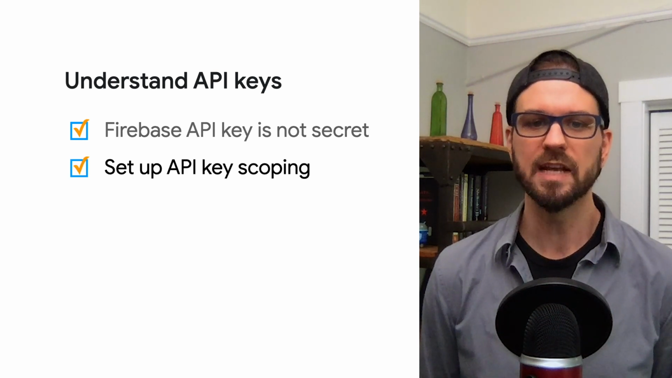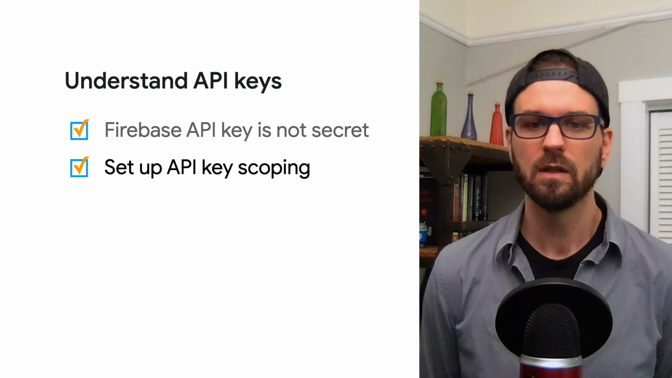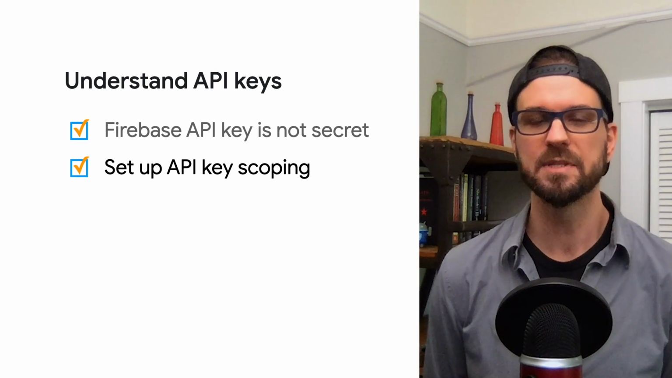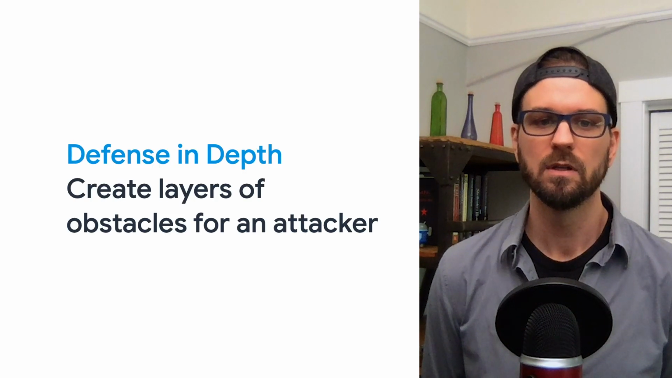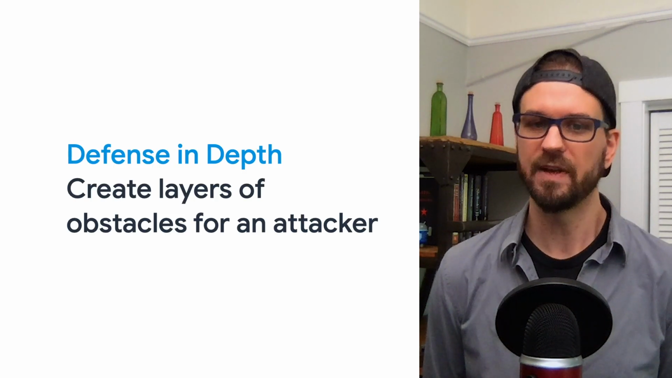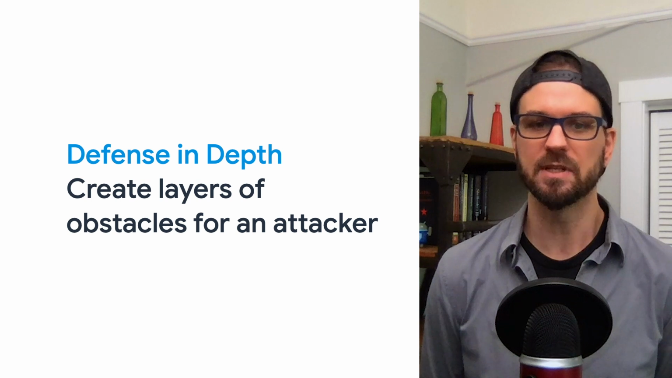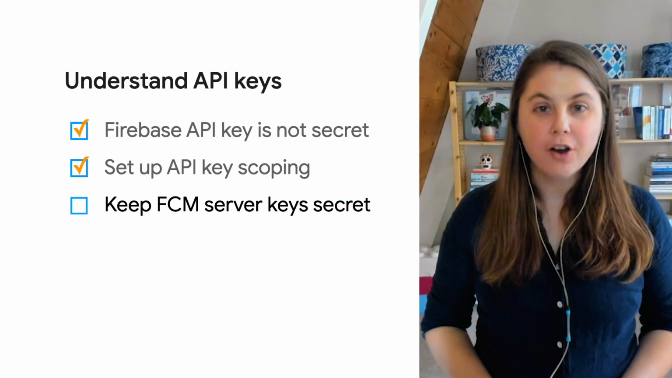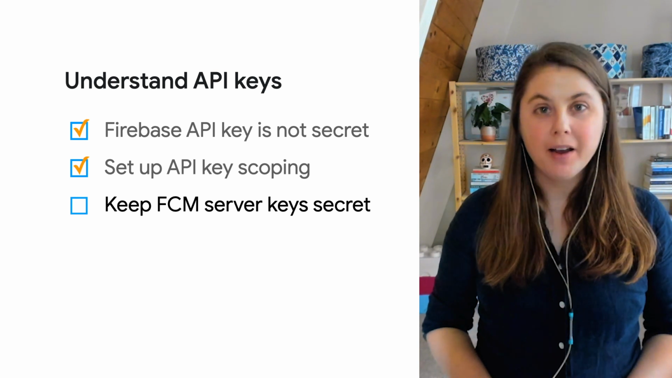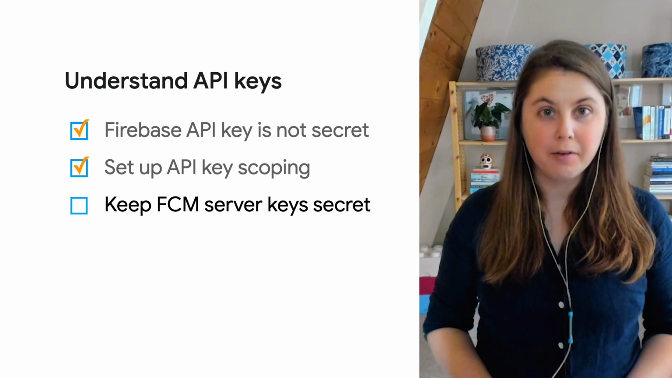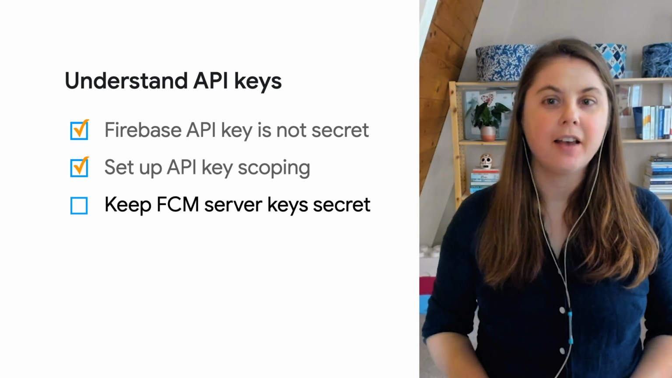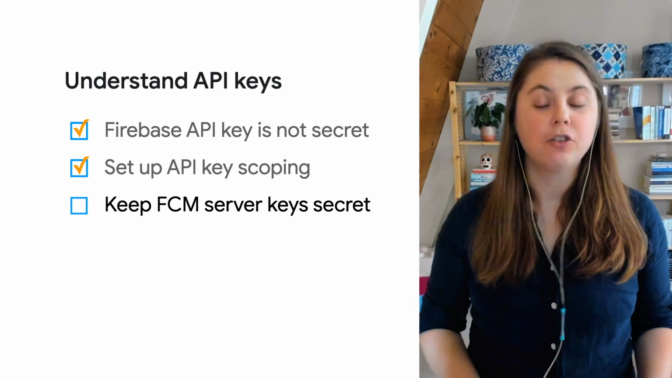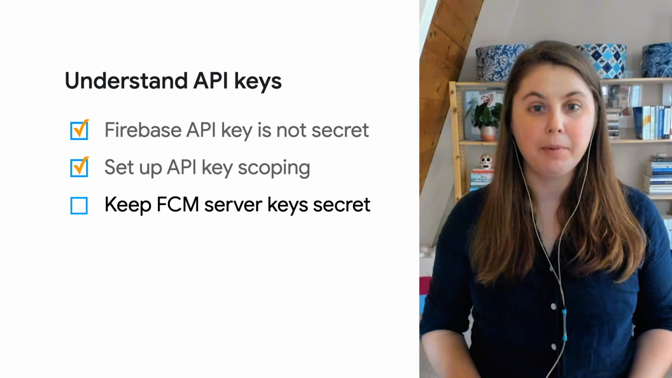Additionally, you can set up API key scoping. This ensures that your API key can only be used when paired with your app's specific headers. This helps provide a bit more defense in depth by creating more obstacles for an attacker who is attempting to spoof requests. I should also mention here that your API key is different from your server key, which is used with services like Firebase Cloud Messaging. This key is meant to be kept secret and should not be confused with your Firebase API key.